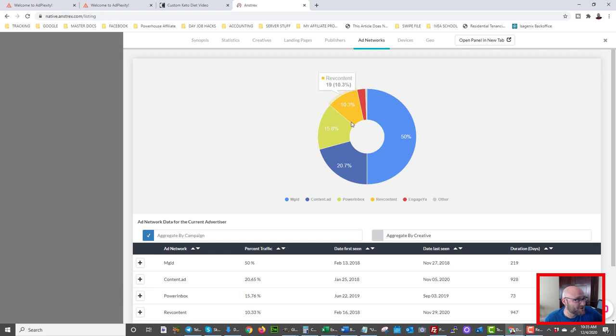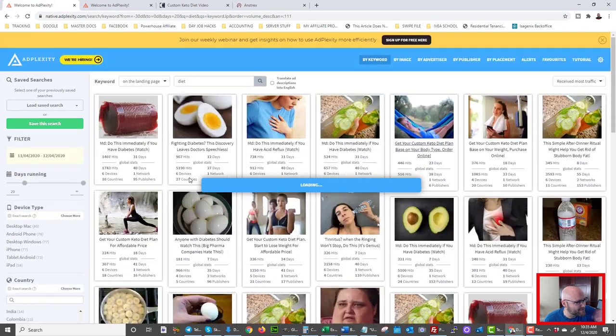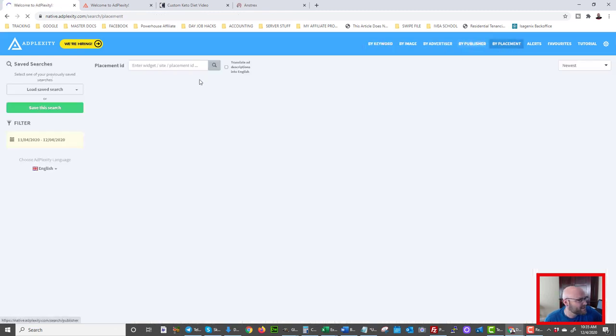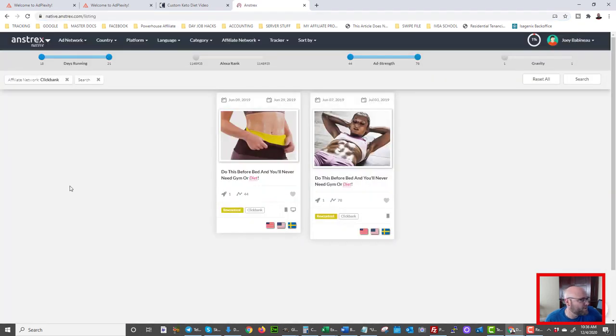I'm going to say if I had to choose a winner between Adplexity and Anstrex, it would be a very tough one to choose because really both have the ability to do the same amount of information. I like the filtering better on Adplexity because of all of the ease of use, and it doesn't reset your searches every time you do a search, and you can still look at all of the placements, all of the publishers, everything inside Adplexity. While you're paying more on Adplexity, I think the ease of use is worth the additional price. But if you're on a budget and you want the exact same amount of information, and if not more, you can still use the Anstrex listings here and use that. So I'm using both, really. I think they're both good tools.